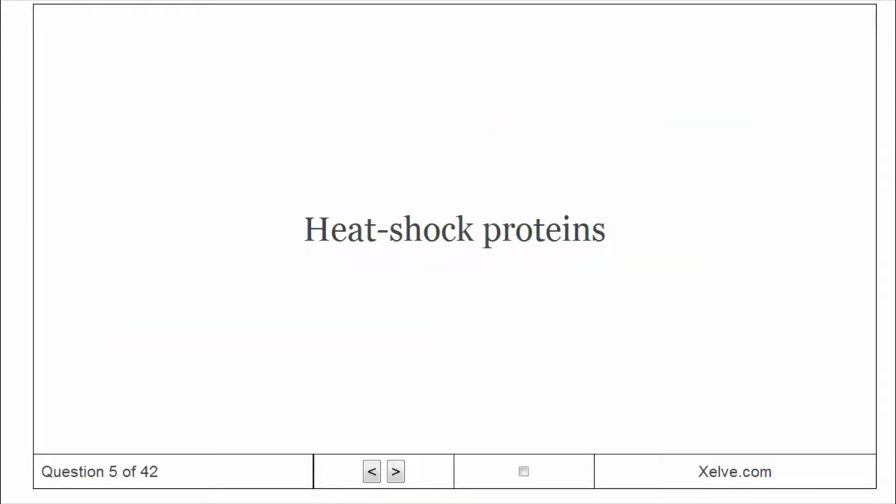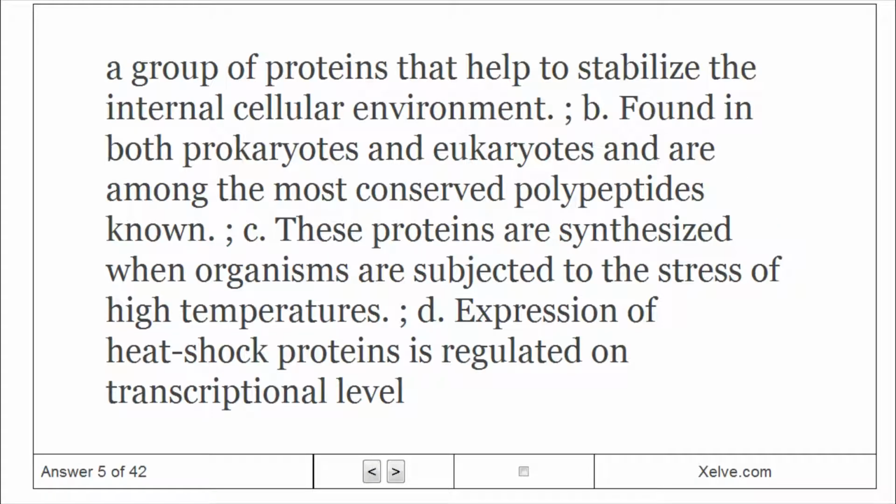Heat shock proteins. A: A group of proteins that help to stabilize the internal cellular environment. B: Found in both prokaryotes and eukaryotes and are among the most conserved polypeptides known. C: These proteins are synthesized when organisms are subjected to the stress of high temperatures. D: Expression of heat shock proteins is regulated on the transcriptional level.